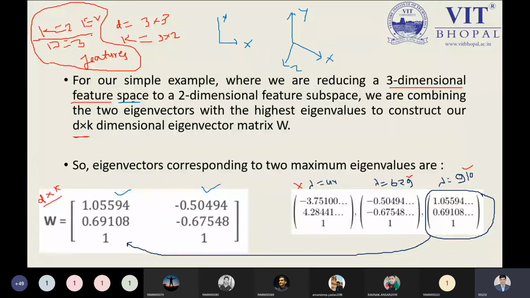So our new matrix W should be D into K, that is 3 into 2: 3 rows and 2 columns. So now we have the W matrix. From this perspective, you will be able to understand what we have done. We have just reduced our dimensionality.